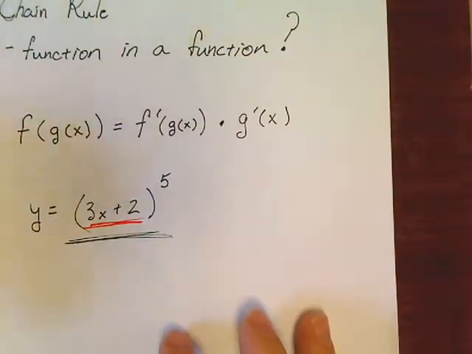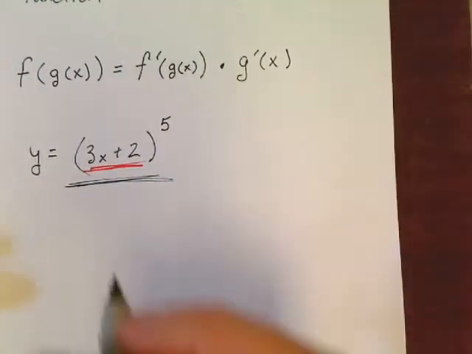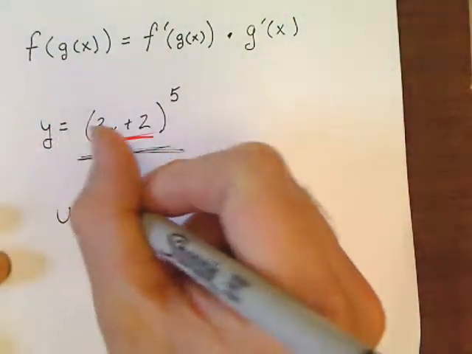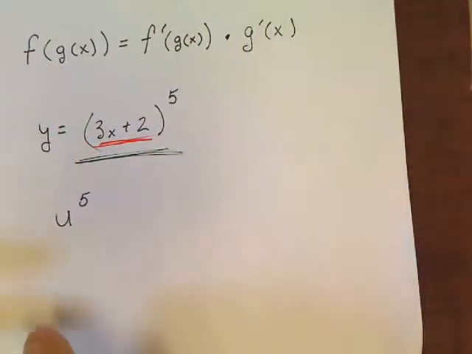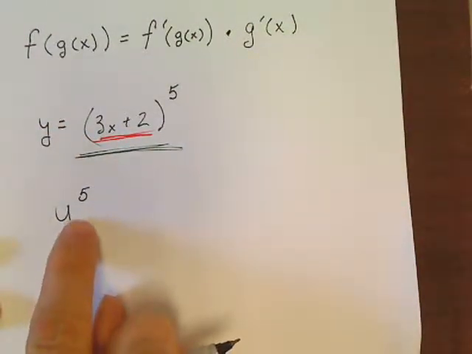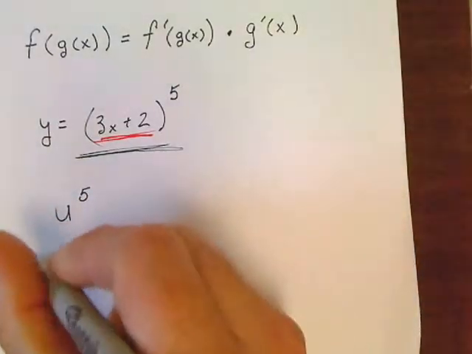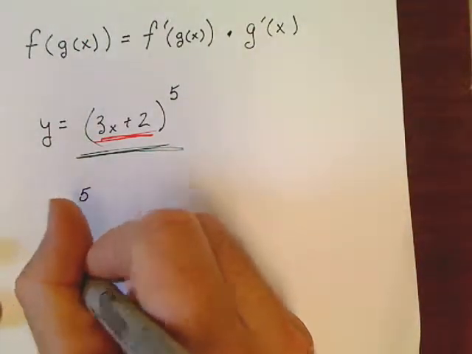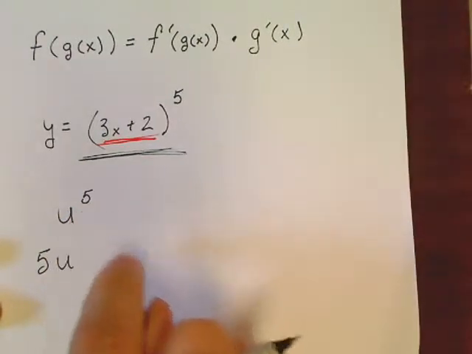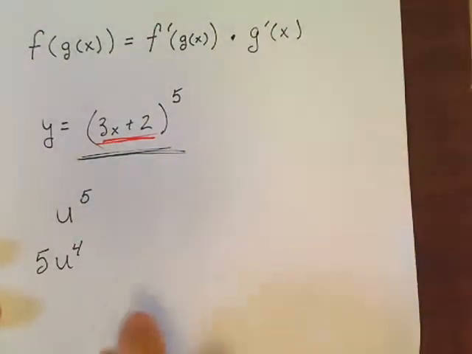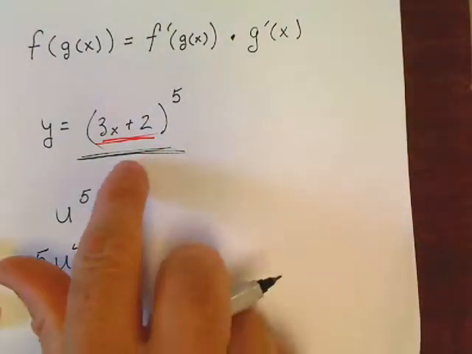So I'm going to ask you something that I know you can do. What if I just said u to the 5? What is the derivative of u to the 5? So if you had u to the 5, you would multiply times 5, u, and then subtract 1 from 5, and you're left with 4. So you know how to do this. Well, this is no harder.